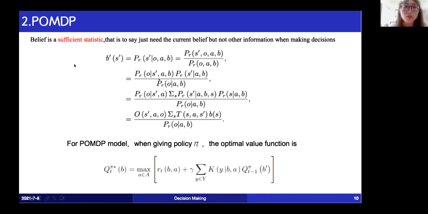In the POMDP model, there is an important variable, belief. It is a sufficient statistic, that is to say, it just needs the current belief but not other information when making decisions. The calculating process is as the following formula. When given policy pi, the optimal value function is as follows.